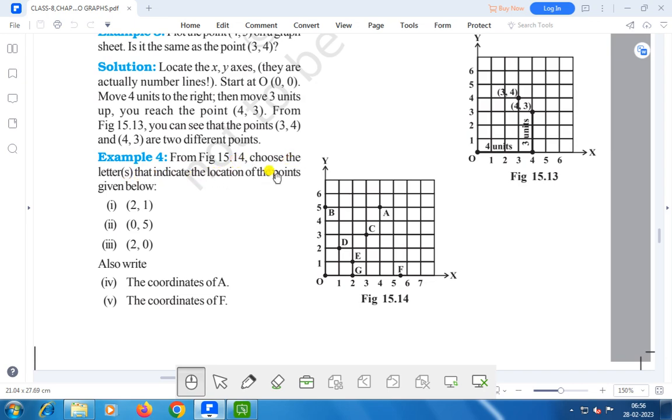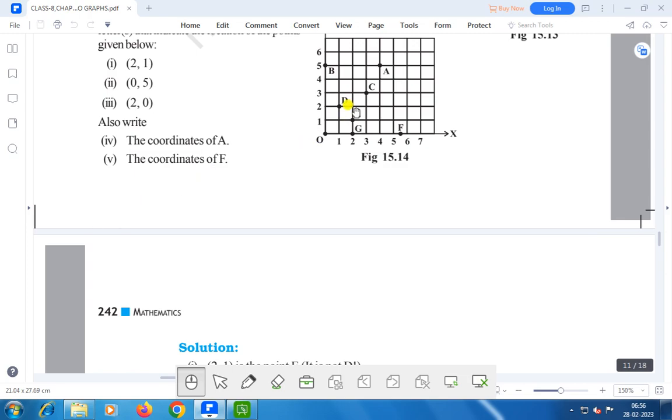Choose the letters that indicate the location of the points given below. (2, 1), this is the point. This point is (2, 2). E point. (0, 5), this is the B point. (2, 0), that is 2 and 0, this is the point (2, 0).